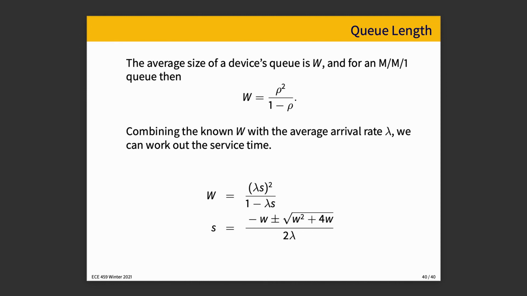If you rearrange and solve for S, you find S equals negative W plus or minus the square root of W squared plus 4W, divided by 2 lambda. Oh no, the quadratic formula. Were you one of those people who thought when you saw the quadratic formula in math class, what am I ever going to need this for? When will I ever use this? Quadratic formula strikes back.